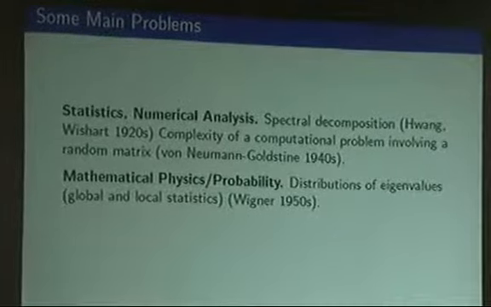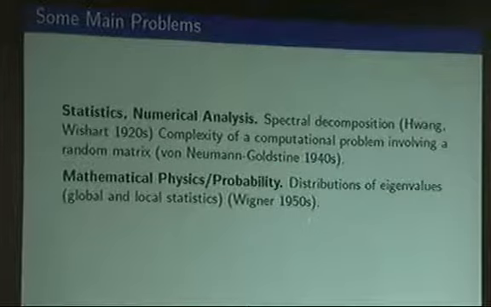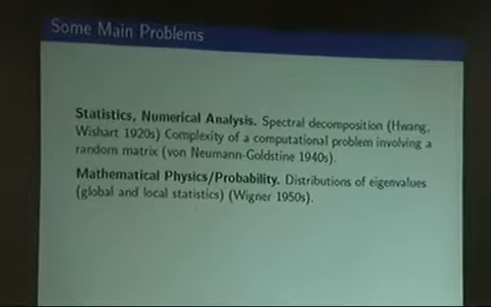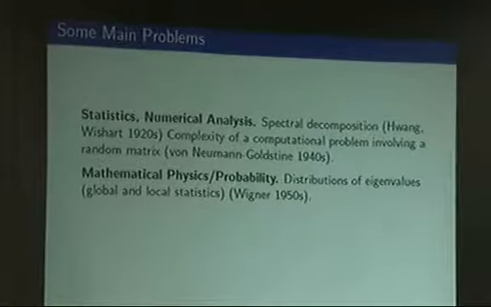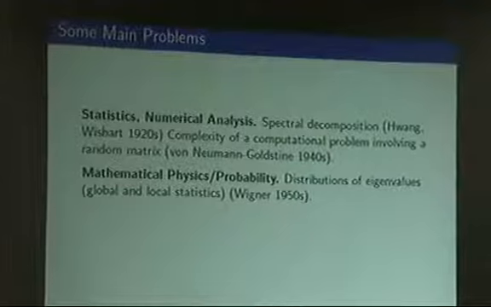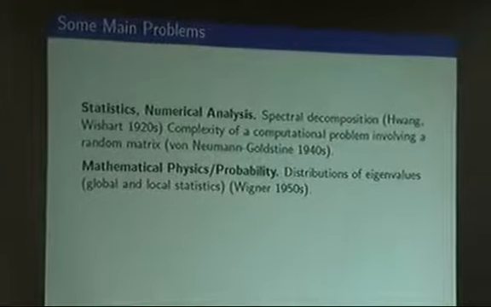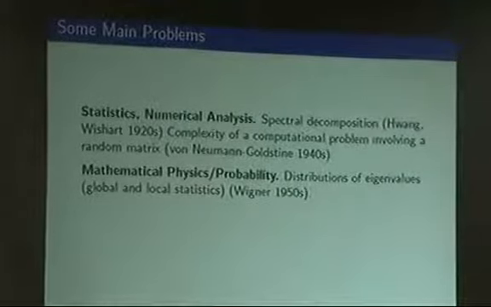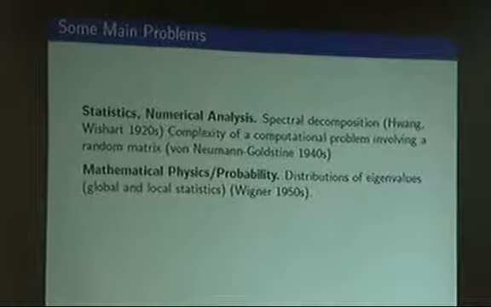Mathematical physics and probability. Eugene Wigner was the person who started this, and he introduced random matrices, symmetric random matrices, to study heavy nuclei. What he observed is that the behavior of the gaps between eigenvalues of a random matrix is very similar to the gaps between energy levels of nuclei, and he used random matrices as a model to analyze these nuclear processes.